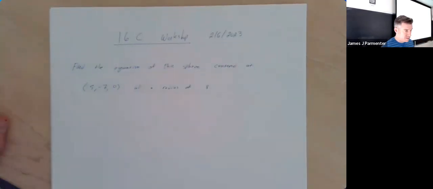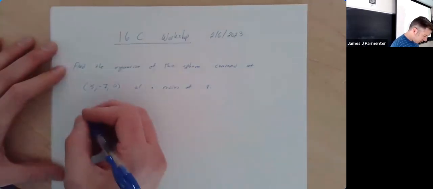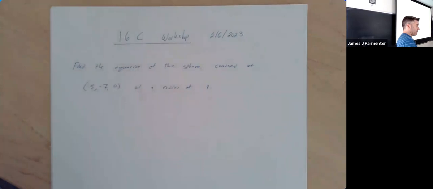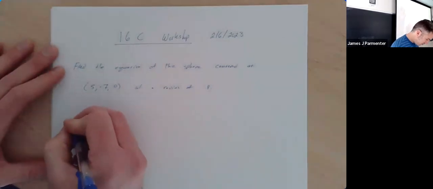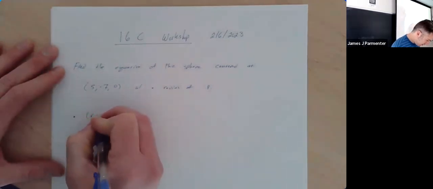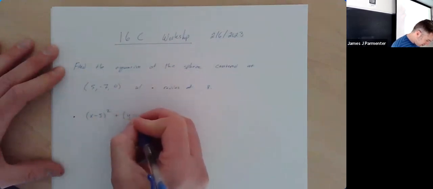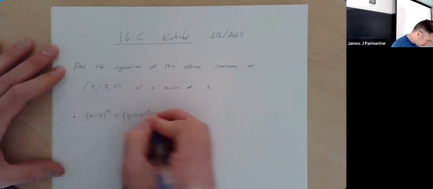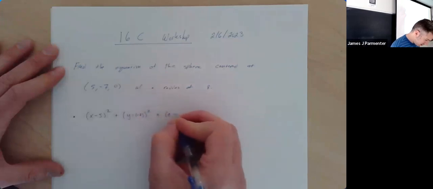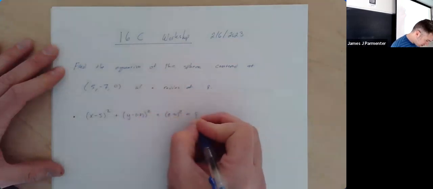So this kind of problem is meant to be pretty straightforward. You just really want to toss these pieces of information into the standard sphere equation. Generally your sphere equation is x minus the x coordinate squared plus y minus the y coordinate squared plus z minus the z coordinate squared equal to the radius squared. So here we're just going to get x minus 5 squared plus y minus -7 squared plus z minus 0 squared equal to 8 squared.